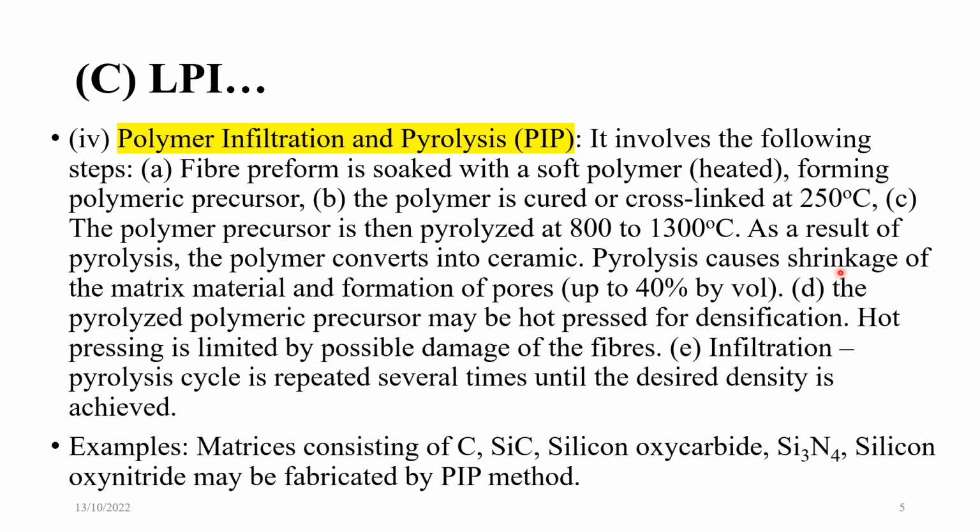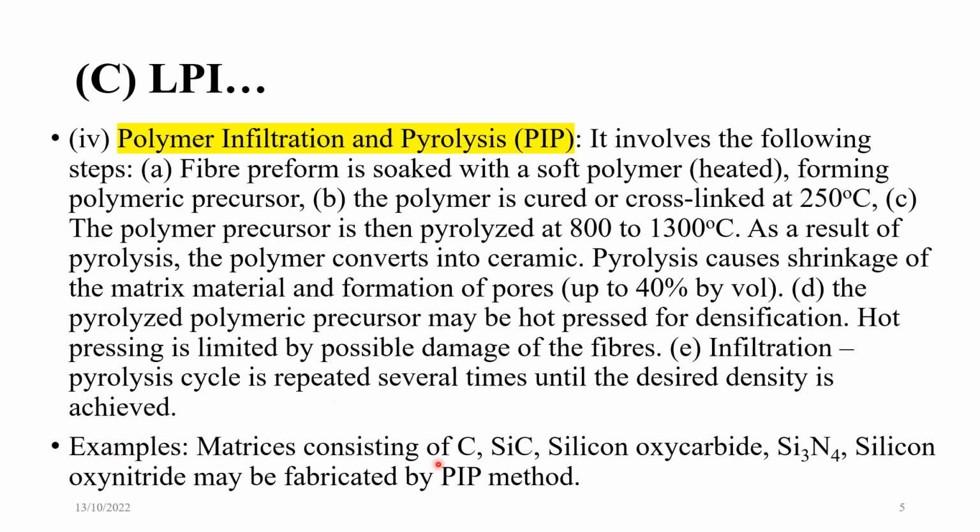The pyrolysis causes shrinkage of the matrix material and the formation of pores up to 40% by volume. The pyrolyzed polymeric precursor may be hot pressed for densification. Hot pressing is limited by possible damage of the fibers. That means we cannot keep on hot pressing it. The pressure with which hot pressing is done is very important so that we do not break or damage the fibers. The infiltration pyrolysis cycle is repeated several times until the desired densification or desired density is achieved.